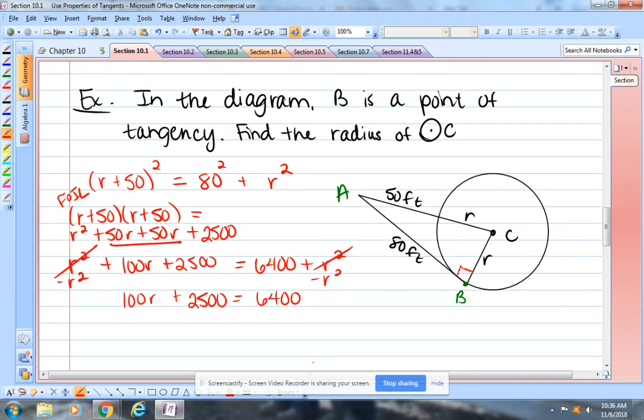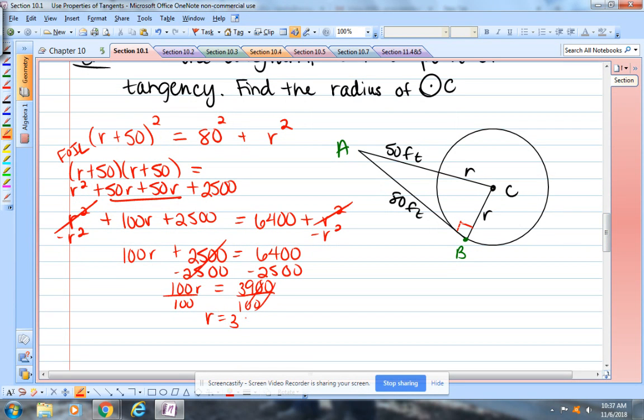How are we going to solve that for R? Subtract 2,500. So 100R equals, what's 6,400 minus 2,500? 3,900. And then how do I solve for R? Divide by 100, which means I can cancel out these zeros, right? So R equals what? 39 what? They give units, you gotta give units. So the radius of this circle is 39 feet.